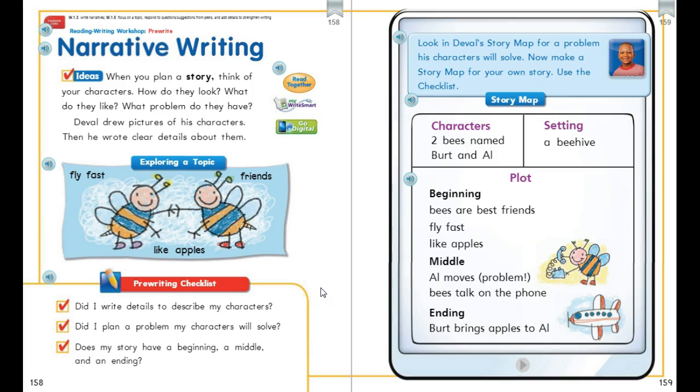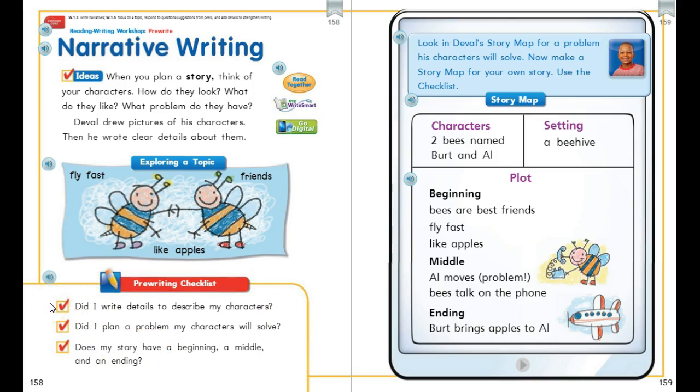So let's look. What are some details about your characters? And what problem do they solve in your story? You're going to use your graphic organizers that you filled out on video 2, and you're going to also use this pre-writing checklist on the bottom of page 158.